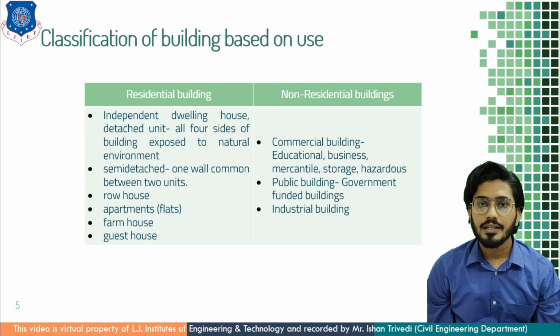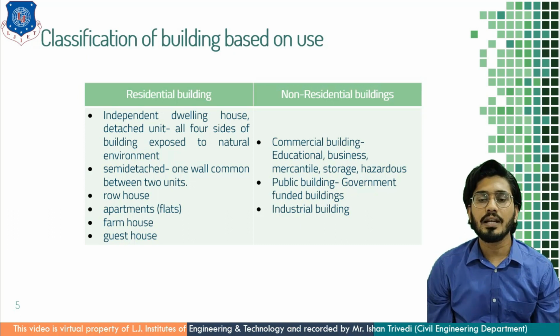Here in Ahmedabad itself, you can see in the surrounding societies where twin-type bungalows are there. That is called a semi-detached house, where one wall is common and shared among two different properties. But in totality, it seems like a single unit. Next are row houses, apartments, flats, farmhouses and guest houses. These fall in the residential building category.